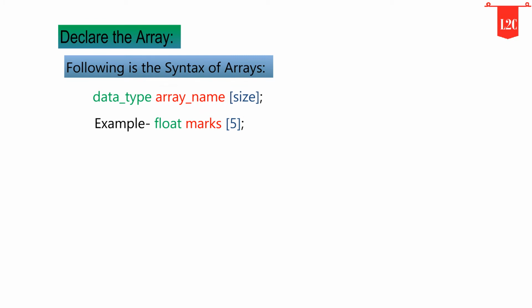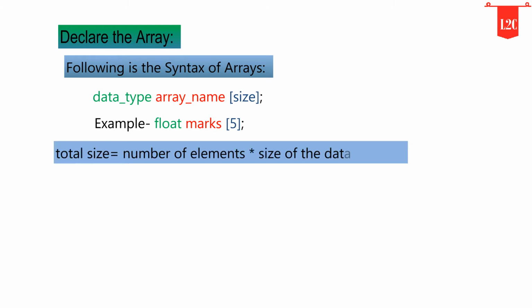As soon as an array is declared in C, a block of memory is reserved for it. The total size of an array is the product of the number of elements in its square brackets and the size of the data type it stores. Here, the data type is float, so the size of the data type is 4 bytes. And the number of elements is 5. So the total memory allocated is 4 multiplied by 5, that is, 20 bytes of memory is allocated.